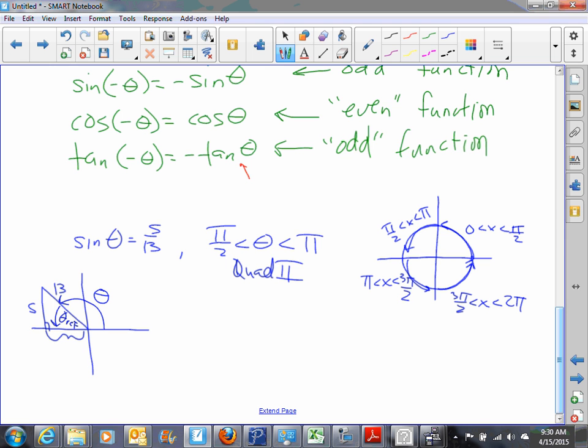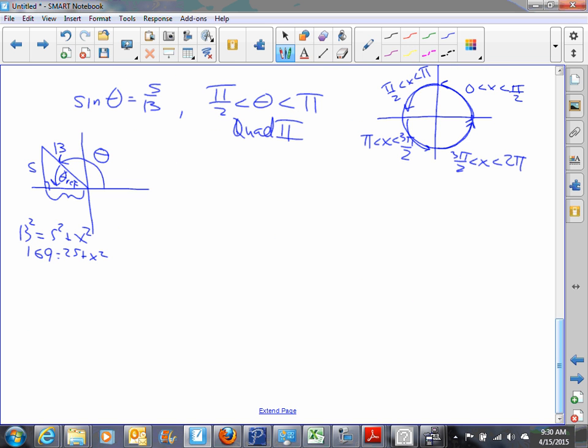Now, we can use the Pythagorean theorem to find this length right here. So if you square 13, you should get 5 squared plus, let's call it x squared. So 169 equals 25 plus x squared. Now subtract 25 from each side, you get 144 equals x squared. Now we take the square root of both sides. That means x is equal to plus or minus the square root of 144. I hope you know that the square root of 144 is 12. If you don't, you'd ask your calculator and it would tell you.